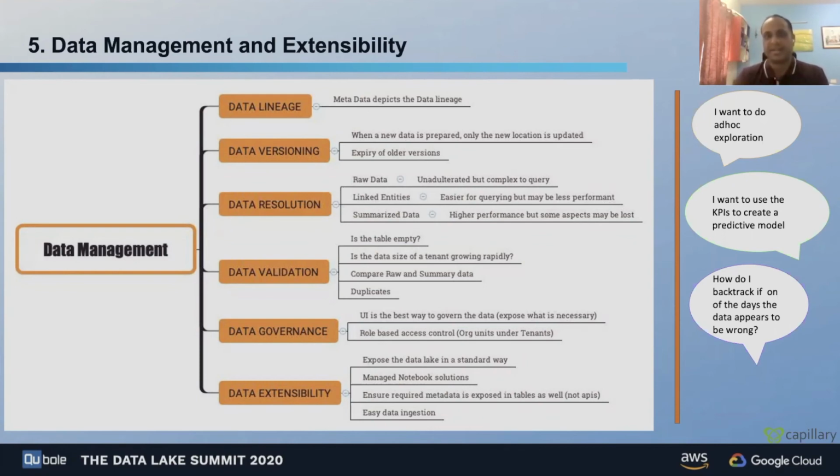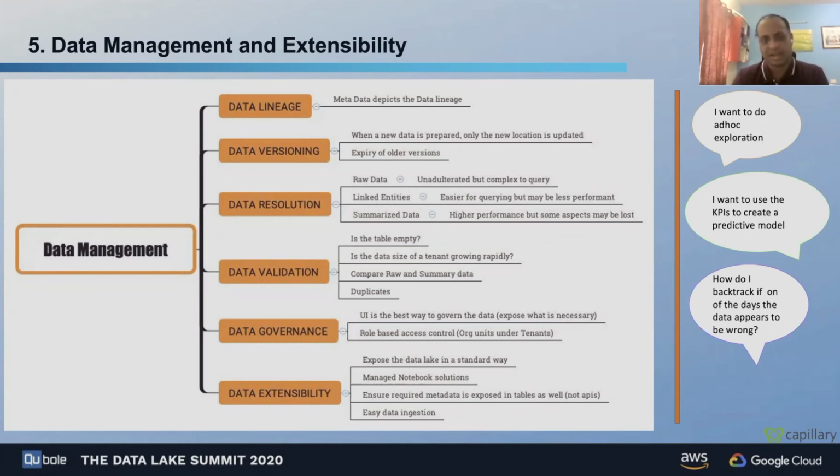So in our case, the data lineage is depicted by our metadata server, which is internal. There are no scripts that translate the data from point A to point B. They're basically specifications. So by looking at the specification, you could create a complete data lineage from end to end.